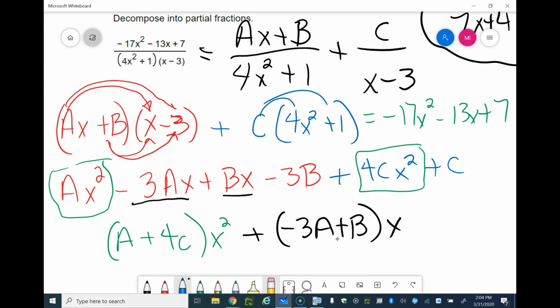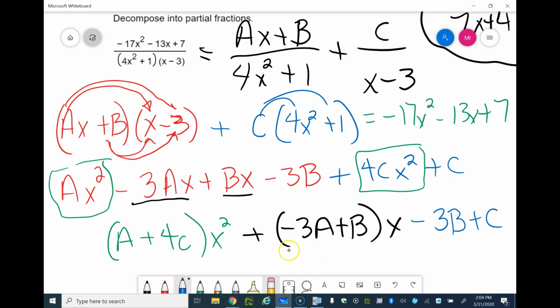The last part is just going to be minus 3b plus c. There's really nothing that you can take out of this one or this one, so we just drop that down, this minus 3b here and this minus 3b here, so I have this whole equation here.